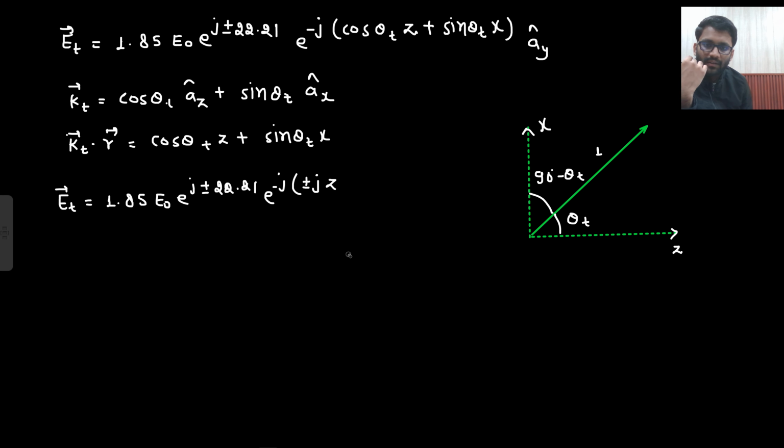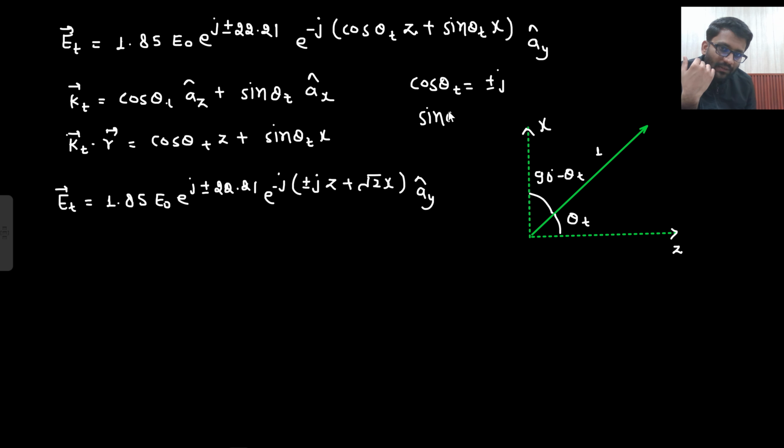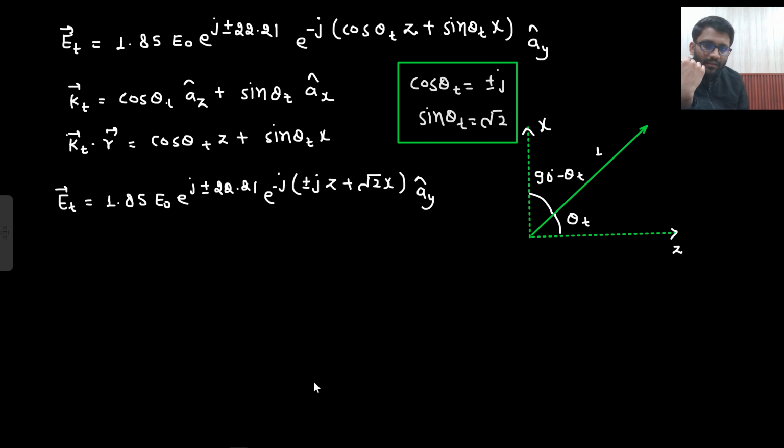One second. What I am doing is that this z is there as it is, cos theta t I am putting as plus minus j, plus what is your sin theta t? Under root 2 x ay cap. Basically, I have put the value of cos theta t, that is plus minus j, and my sin theta t was under root 2, right? Do you agree to this point?